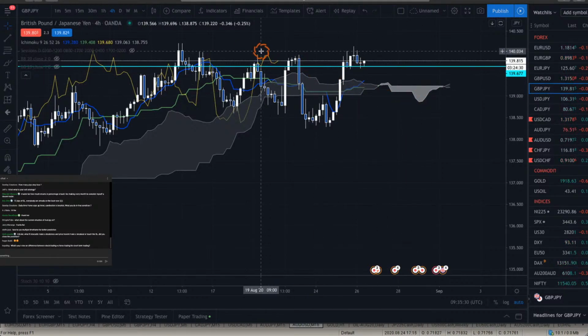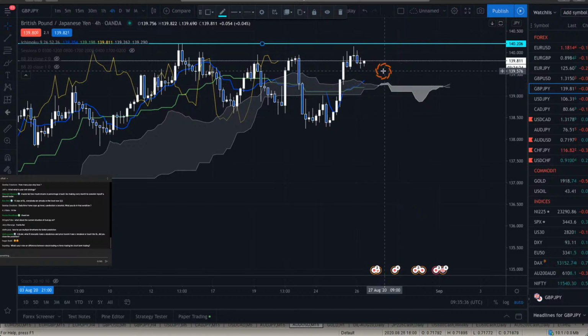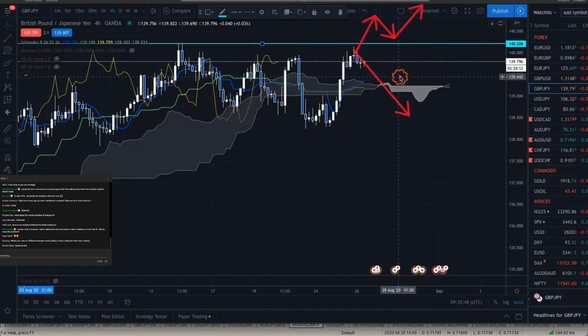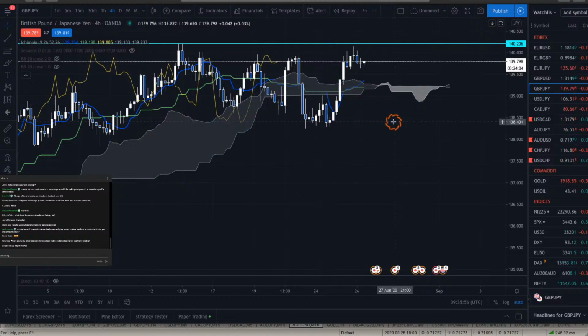The price might be resisted at this level, and it might go downwards this way. Or once it breaks out, then it might continue to go up this way. But right now, because Kumo is flat and Kijun Sen is flat on the daily chart and 4 hour, I'm not really sure which way the price is going. So I will just leave the chart until I see decent trend confirmations.